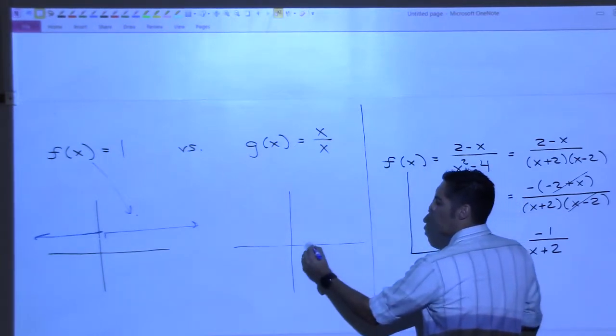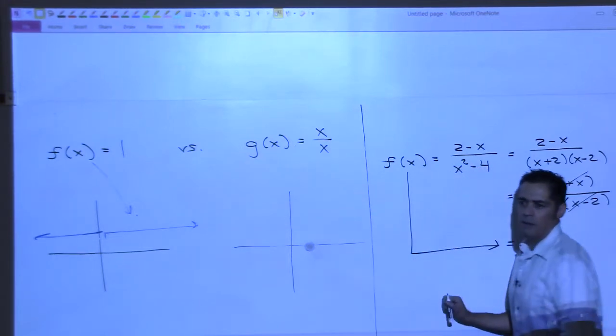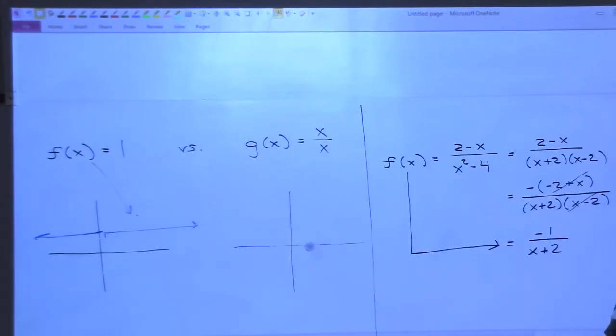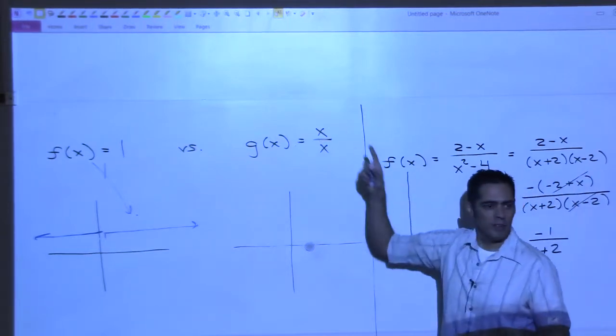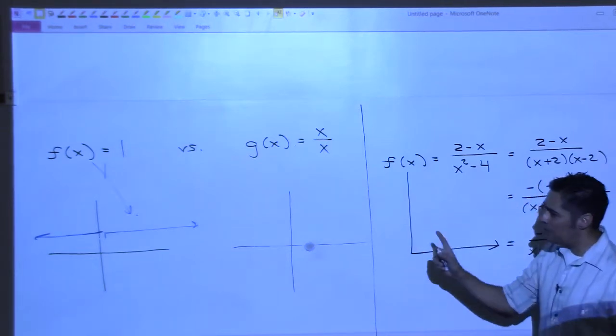Okay, what about g? Well, if I plug in 1, what do I get? 1 over 1 is 1. If I plug in 2, what do I get? 2 over 2 is 1. 3 over 3 is 1. Any number, right? Except 0, right? You can't plug 0 into this. If you plug in 0, you get 0 over 0, which means it should be undefined. So these graphs are not the same.